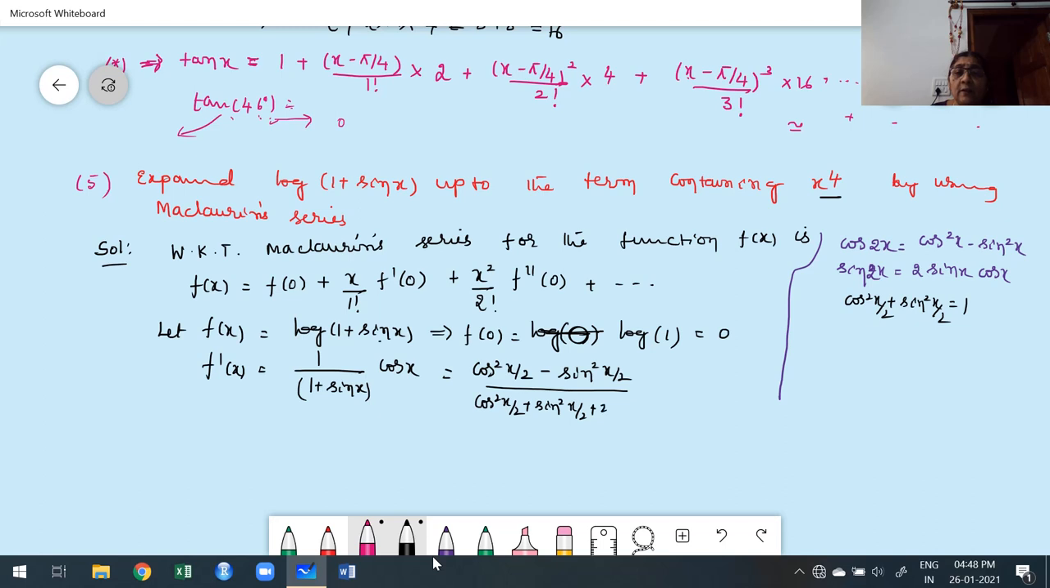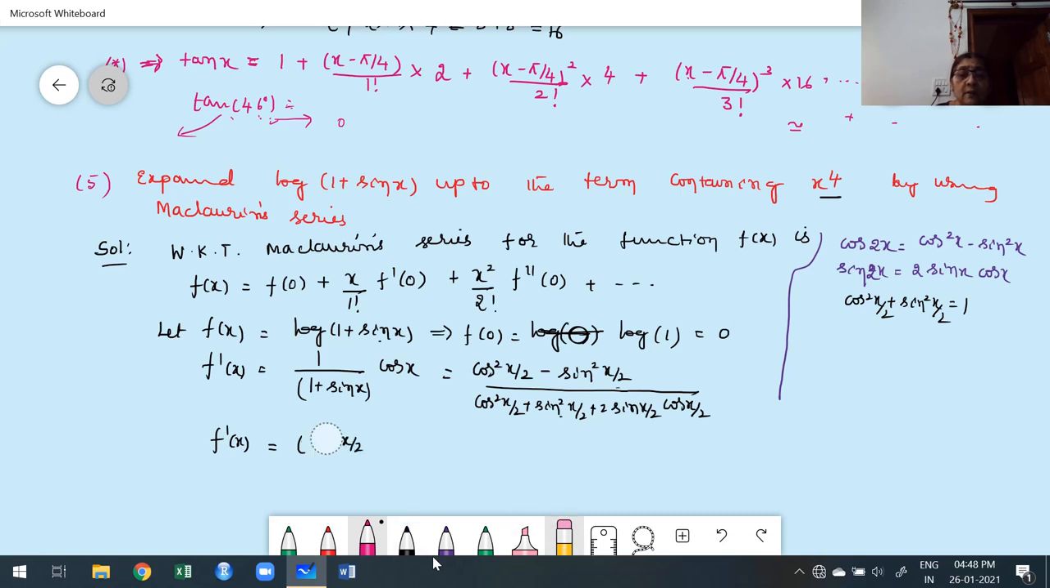Sin x can be written as 2 sin of x by 2 into cos of x by 2. Why am I going to write like that? Once you write like that, this is nothing but a square plus b square plus 2ab. Now still I am simplifying our first derivative. This is a square minus b square. What is a square minus b square? A plus b into a minus b, means cos of x by 2.